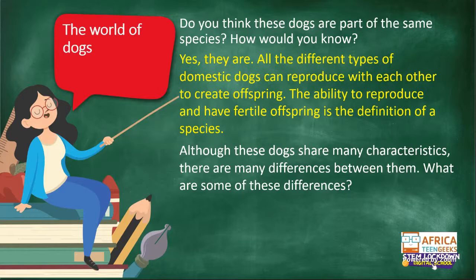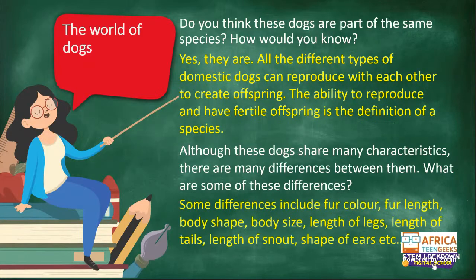Although these dogs share many characteristics, there are many differences between them. What are some of those differences? So I'm just going to show this to you because I don't want to run out of time today. So some differences include fur color, fur length, body shape, body size, the length of the legs, the length of the tails, the length of the snout, shape of the ears. Okay, and also some differences would be personality. If I compare my dog to our neighbor's dog, their personalities differ completely. So there are some differences there in the same species, but there are different varieties.